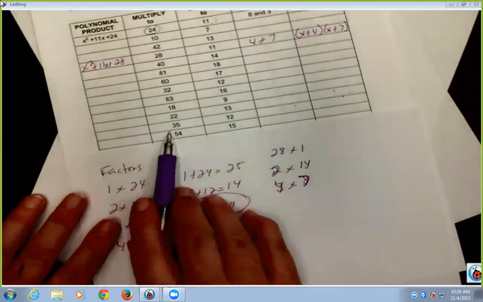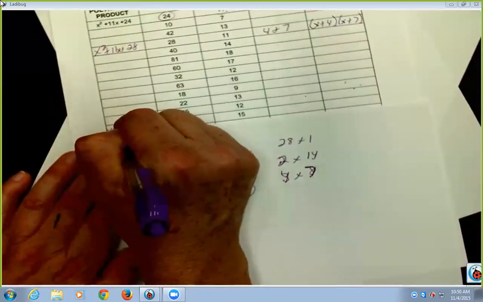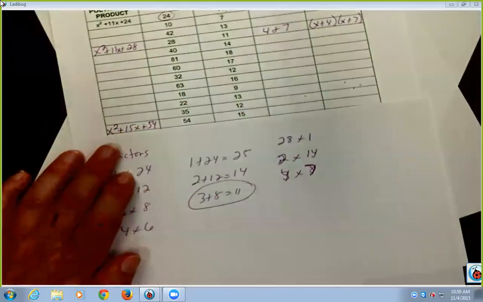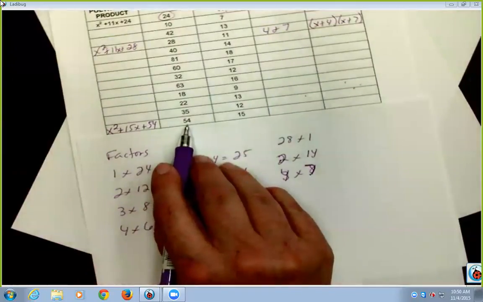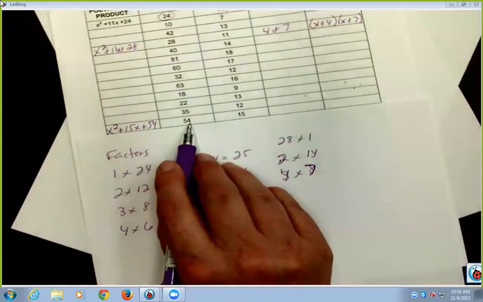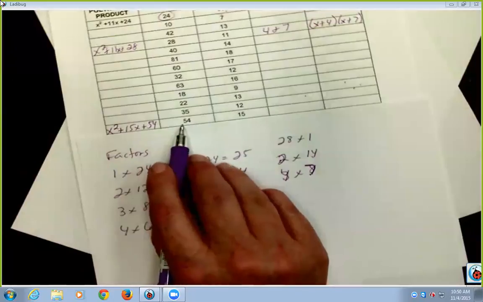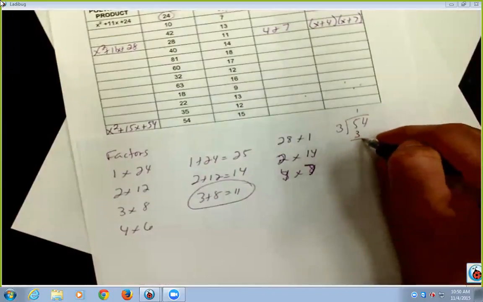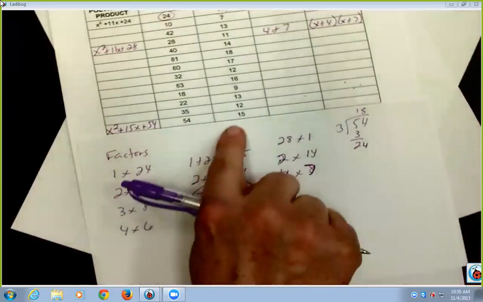Let's try that one, 54. So my trinomial is x squared plus 15x plus 54. So what are some factors of 54 that add to 15? 1 and 54, that's not it. 2 goes in there because it's even, and that gives me 27. That's not going to be 15. 3 goes into 54, 18 times. 18 plus 3, that's not 15.